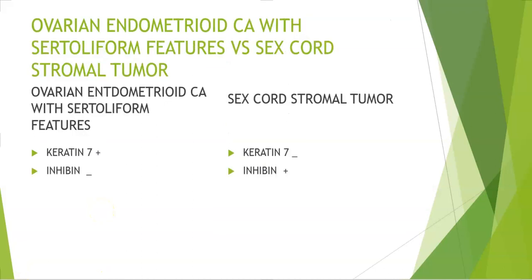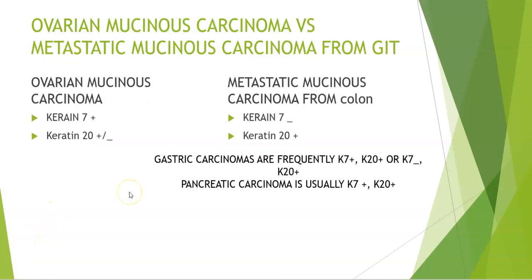Now, if there is confusion between ovarian endometrioid carcinoma with sertoliform features and sex cord stromal tumor, we will perform keratin 7 and inhibin. Keratin 7 will be positive in endometrioid carcinoma while it is negative in sex cord stromal tumors. In sex cord stromal tumor, inhibin will be positive and it is negative in ovarian endometrioid carcinoma with sertoliform features. Another differential diagnosis is ovarian mucinous carcinoma and metastatic mucinous carcinoma from GIT. Ovarian mucinous carcinomas will be positive for keratin 7 and negative for keratin 20, or maybe positive. Metastatic mucinous carcinoma from colon is negative for keratin 7 and positive for keratin 20.